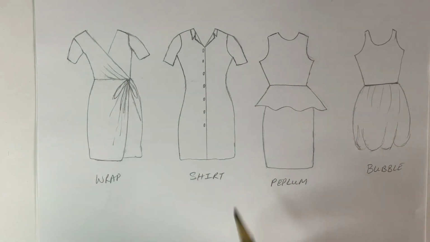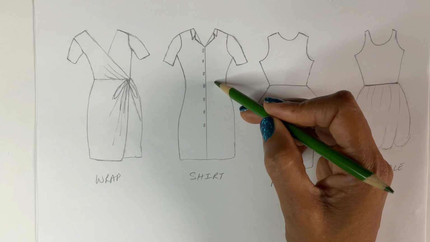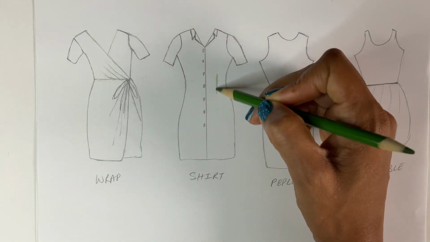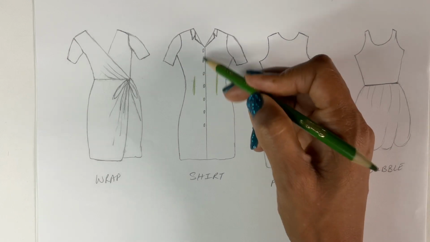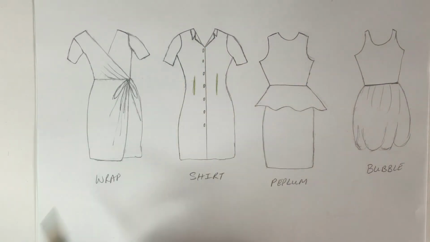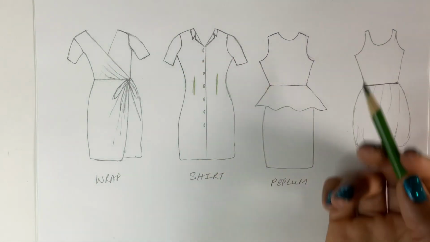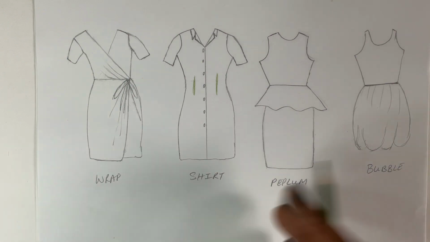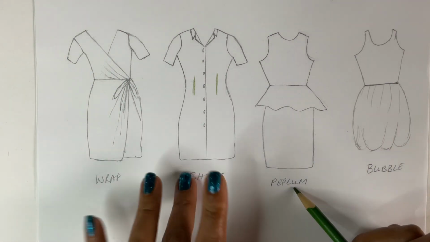Now this shirt dress is again using the basic dress sloper. You can also put darts here. You have buttons and buttonholes coming down, and you have a collar that's attached, or you can do it without a collar, but mostly you have it with a collar, and your sleeve could be long or short. It depends on what you want. So that's your shirt dress.